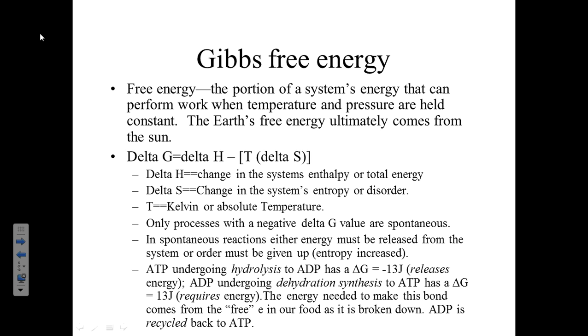Gibbs free energy. Free energy. First of all, I don't like that word because is any energy really free? No. They used to call it available energy. It's energy that's available to you so that you can use it to do what? To do work, to do stuff in your body. So it's energy that's available to you to do things. That's what free energy is.